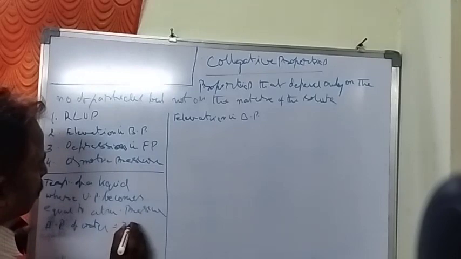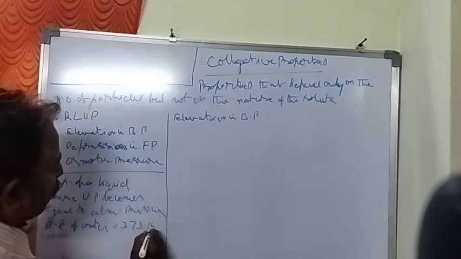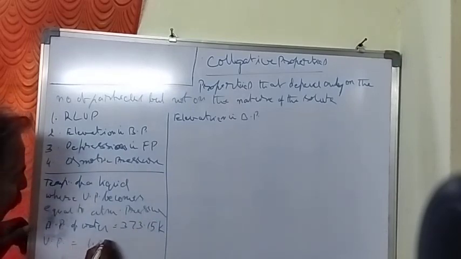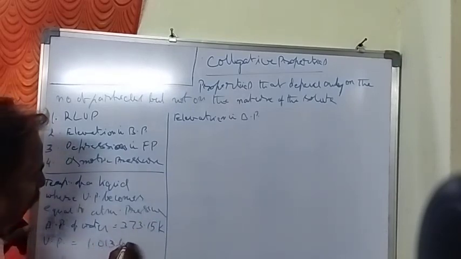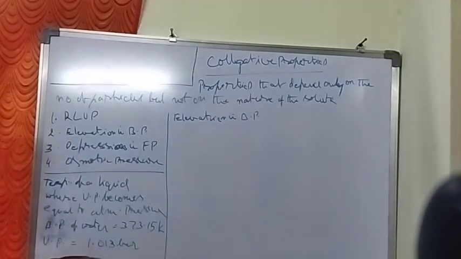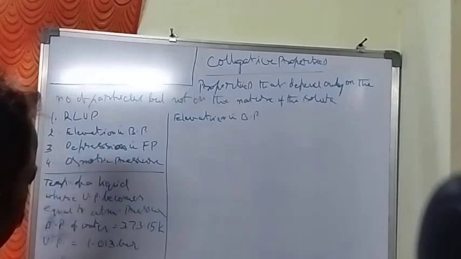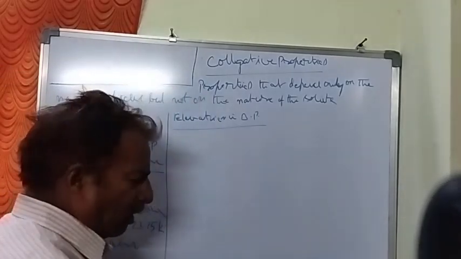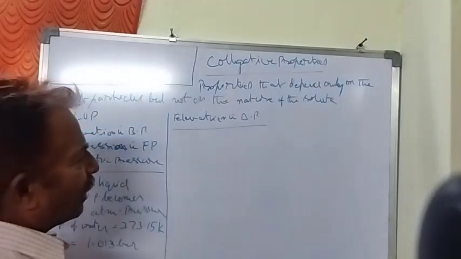The boiling point of water is 373.15 Kelvin, and the vapor pressure is equal to 1.013 bar at this temperature. This is nothing but atmospheric pressure. So as the vapor pressure becomes equal to atmospheric pressure, the boiling point of water is 373.15 Kelvin. Now let us try to understand this by drawing a graph.